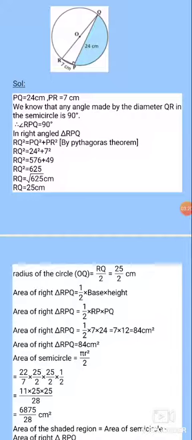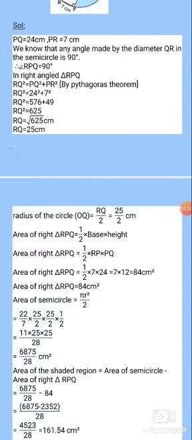At last, the area of the shaded region is equal to the area of the semicircle minus the area of the right angled triangle. So the area of the semicircle is 6875 by 28 minus 84. Now cross multiply. 84 into 28 is equal to 2352. After that subtract. So at last, 4523 by 28. We can write the answer up to that. If time is there, we can divide it, and at last we get 161.54 centimeter square.